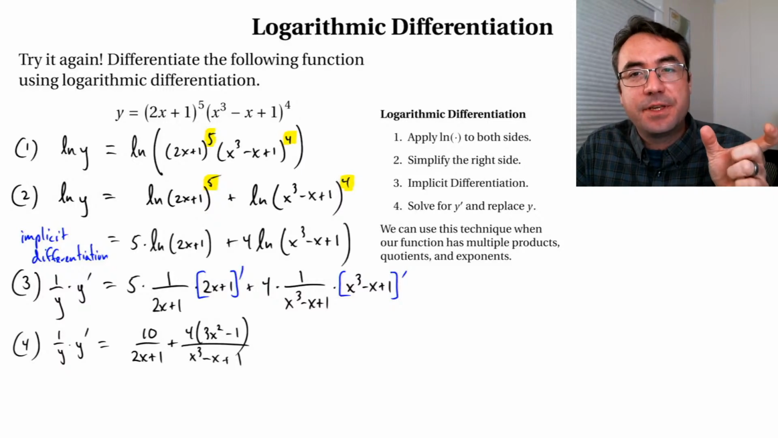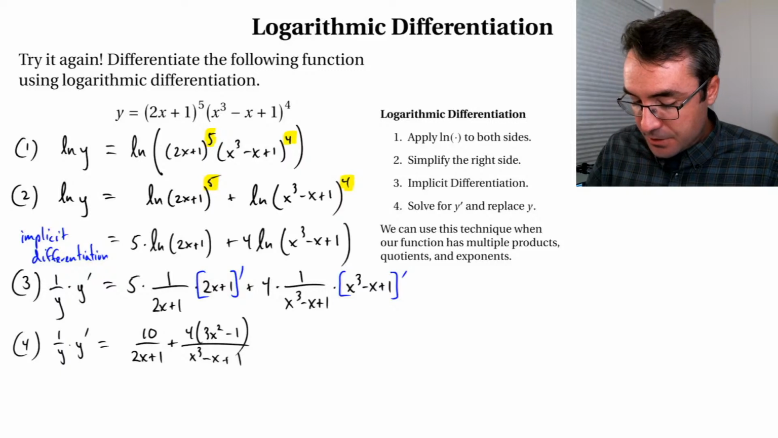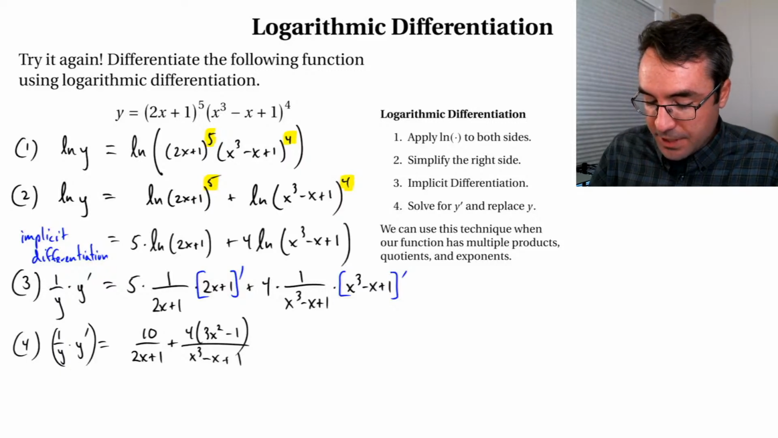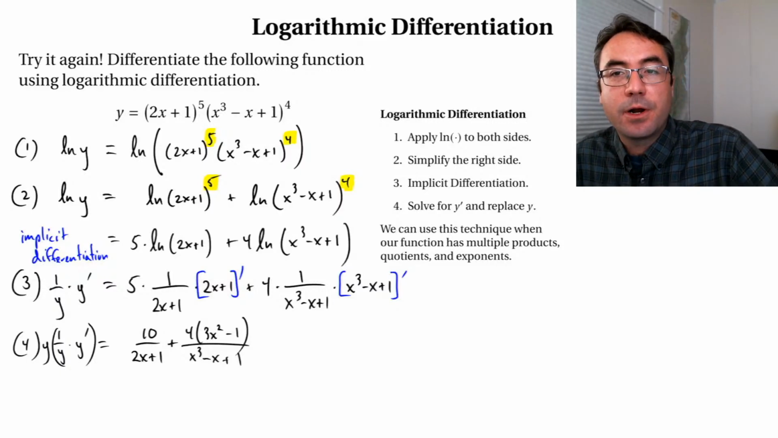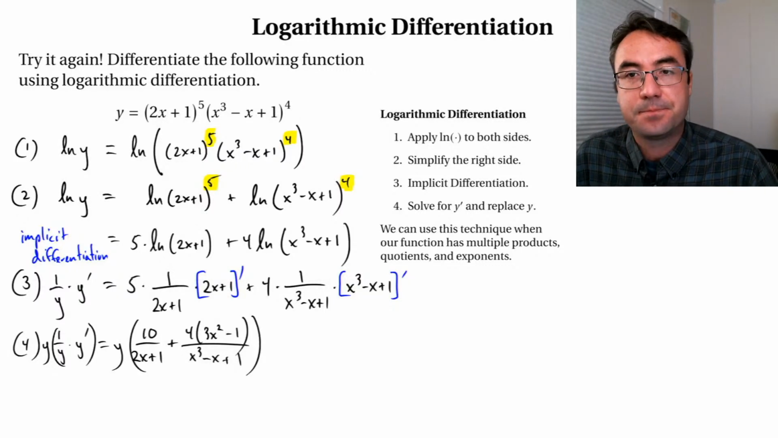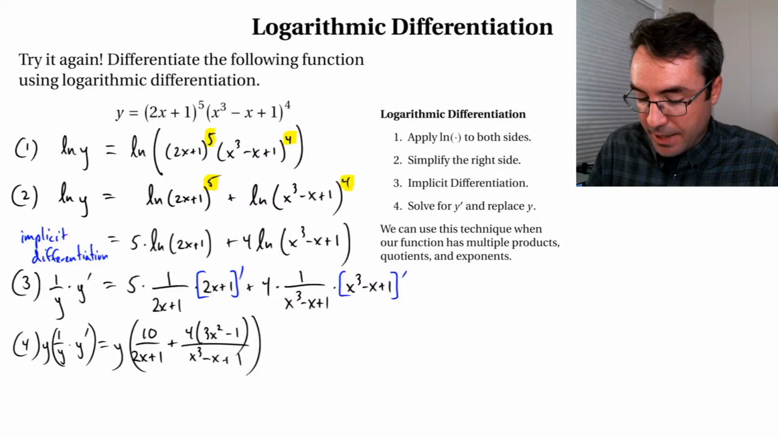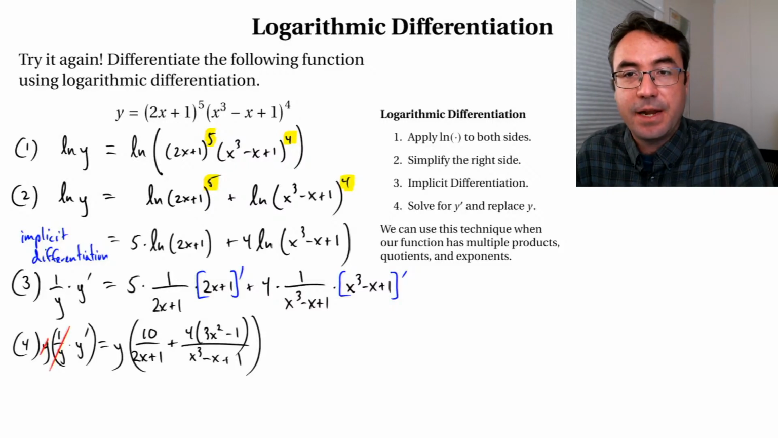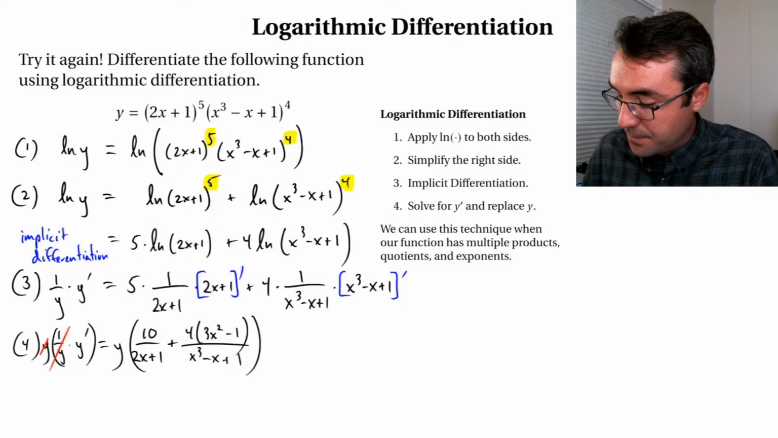Now the last part of this, step 4, is we want y prime by itself. So to get rid of that 1 over y, we're going to multiply both sides of our equation here by y. That'll cancel it off on the left there, and that'll give us y prime by itself.